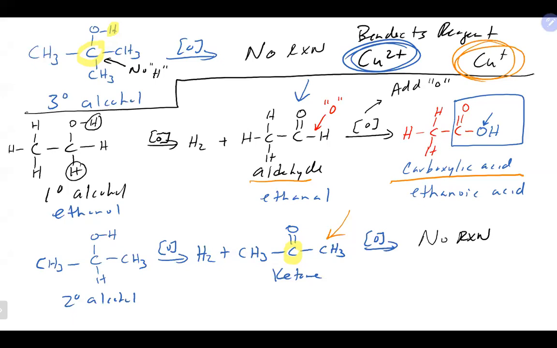One is referred to as the Tollens test. It turns silver. It's like a mirror test, the same idea. The silver gets reduced and it makes this mirror sort of color, and you know that the reduction occurred. So by default, the oxidation occurred.